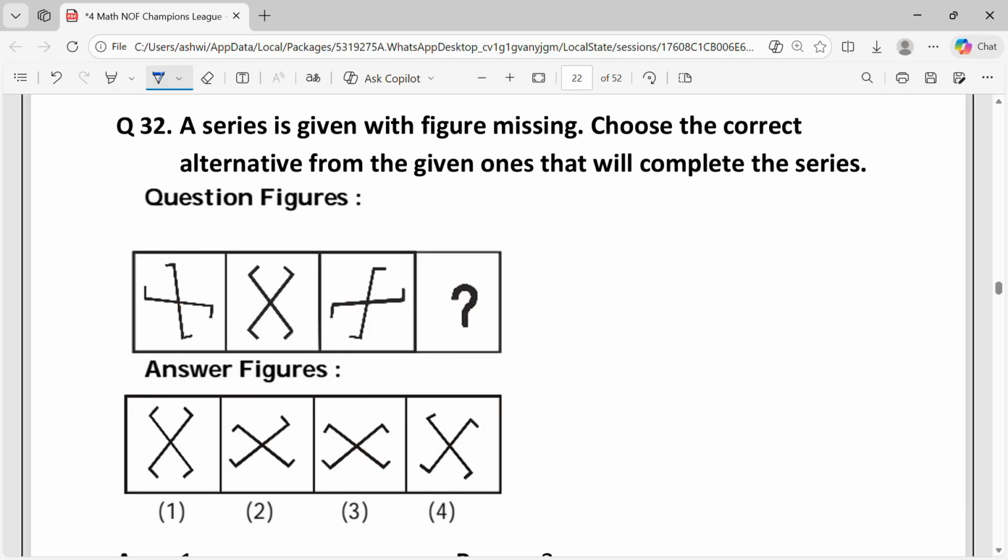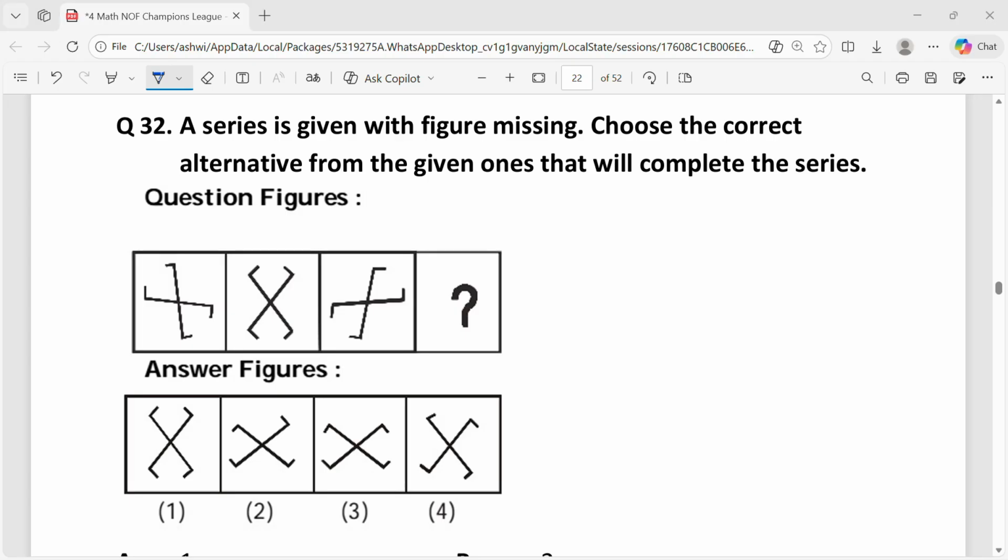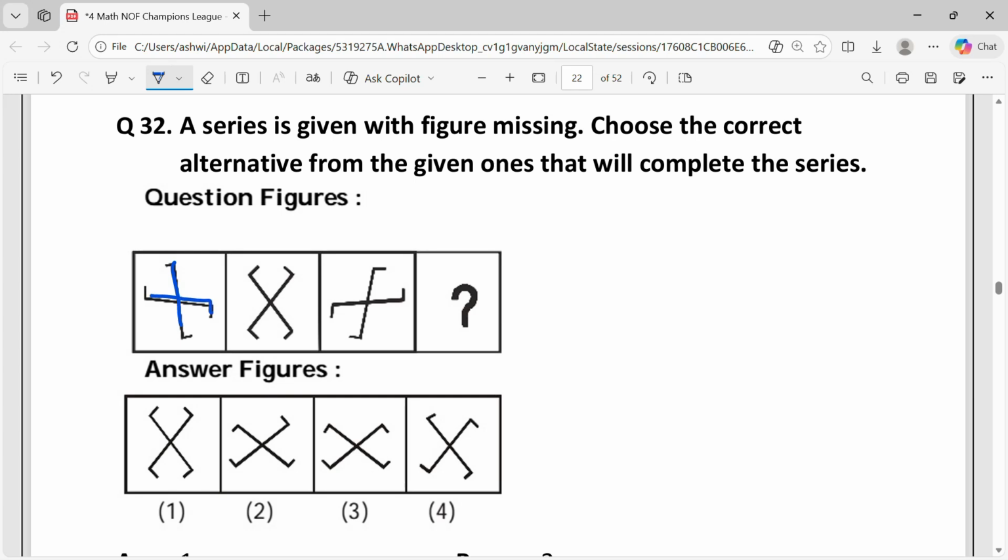Question 32. A series is given with a figure missing. Choose the correct alternative from the given ones so that it will complete the series. In the question figures, we can see a cross with its ends on the inside in all three figures. It is rotating from diagonal to straight to diagonal on the opposite side, and next it will be horizontal. From the given options, options 2 and 3 are horizontal, but option 3 has all its outer hands on the inside, so the answer is 3, that is C.